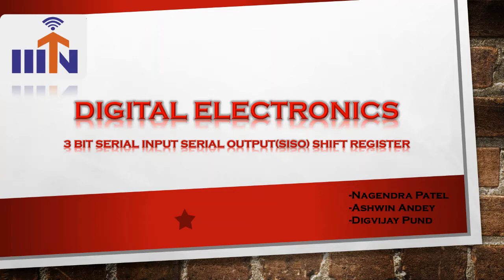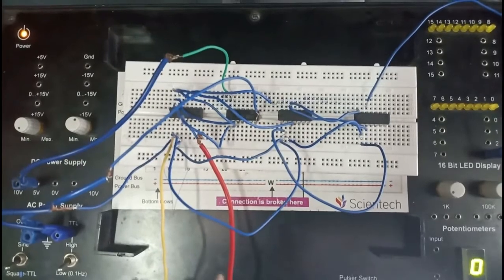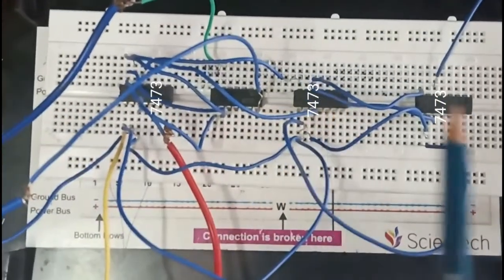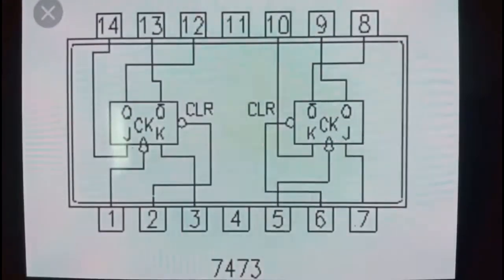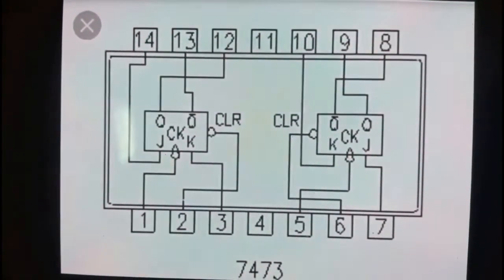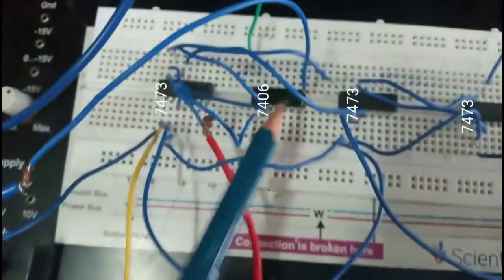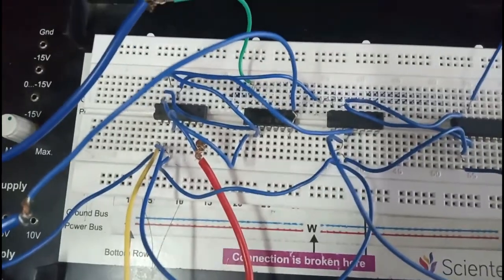Now as per our topic, serial input serial output shift register, in which data is inputted serially as well as output is taken serially. For 3-bit SISO, we need 3 JK flip-flops. For that, we need 3 ICs of 7473, and 1 IC of 7473 contains 2 JK flip-flops. For our convenience, we have taken 1 JK flip-flop per IC. And for converting JK flip-flop to D flip-flop, we have taken 1 NOT gate IC, that is 7406.